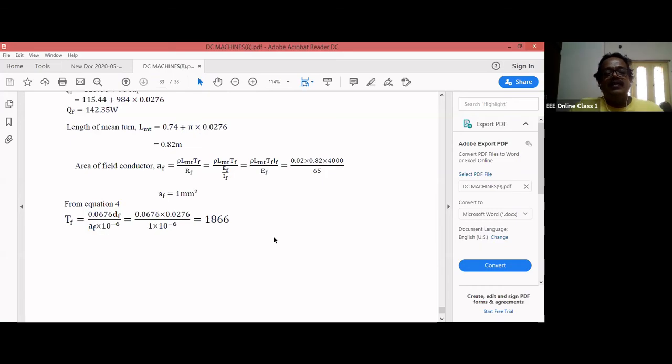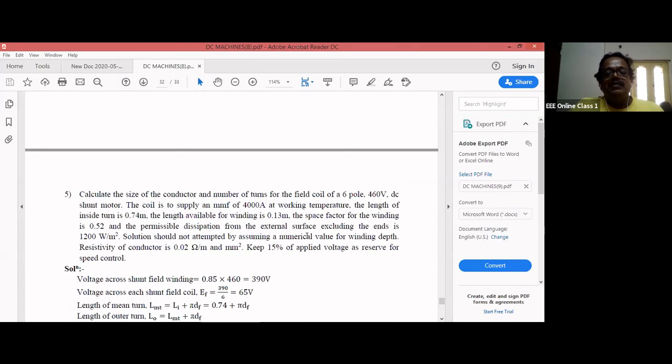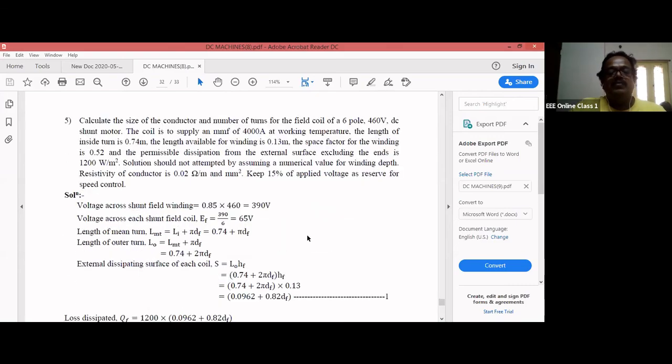This is the solution for the fifth problem, a very important problem. And this problem has several types. This is the solution for the fifth problem, where the LMT is not given and you have to calculate the LMT. With this, we have concluded all the 5 problems based on the field design. All 5 problems are very important, so just go through and practice them. With this, I'll end my lecture. Thank you.